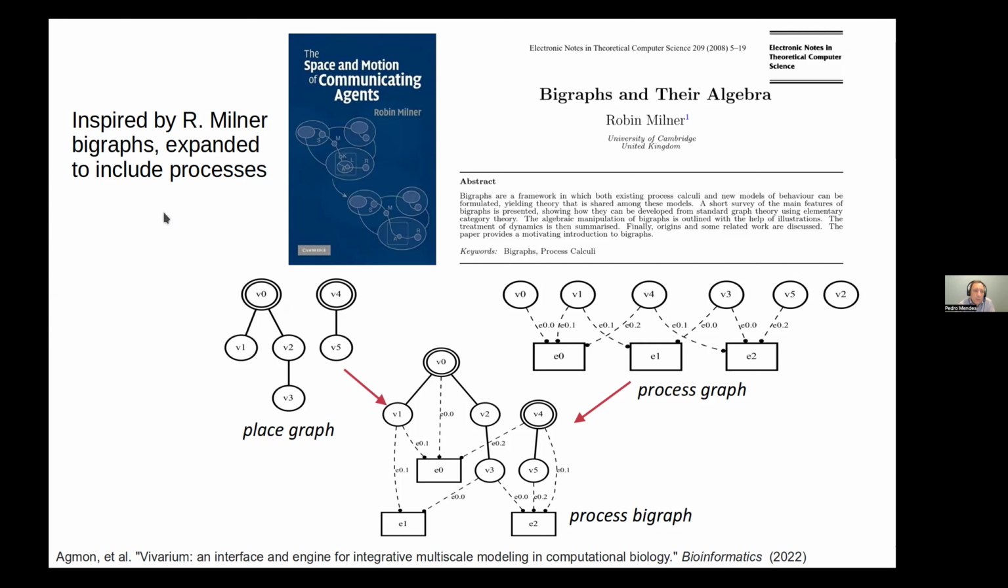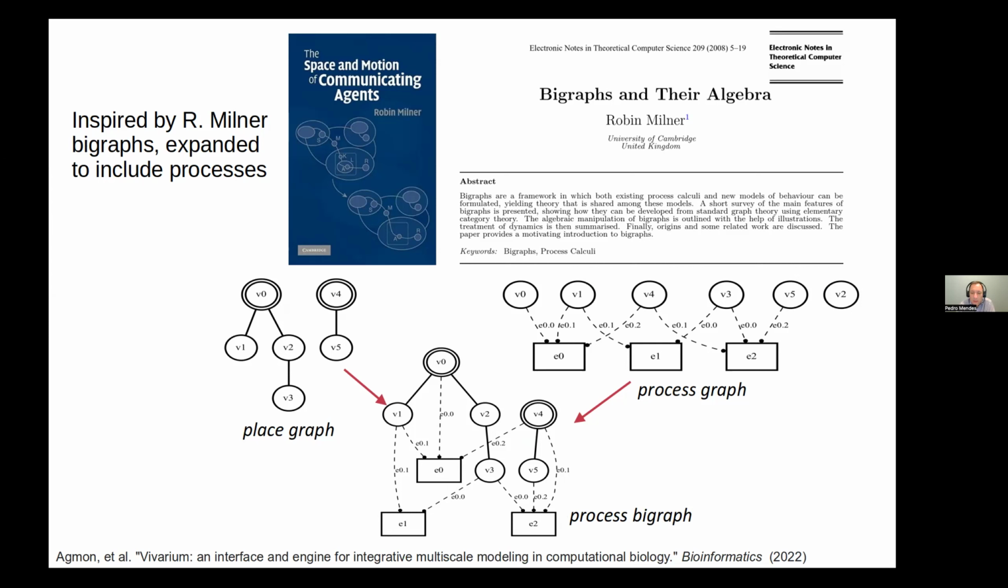And this is all based on process algebra. It's based on pi calculus, I believe. And then what Eran did was to expand this to the so-called process bigraph. So he has a place graph and the process graph, and he combines them in this bigraph called a process bigraph, which includes these processes that are basically active things. They're not just stores of numbers.